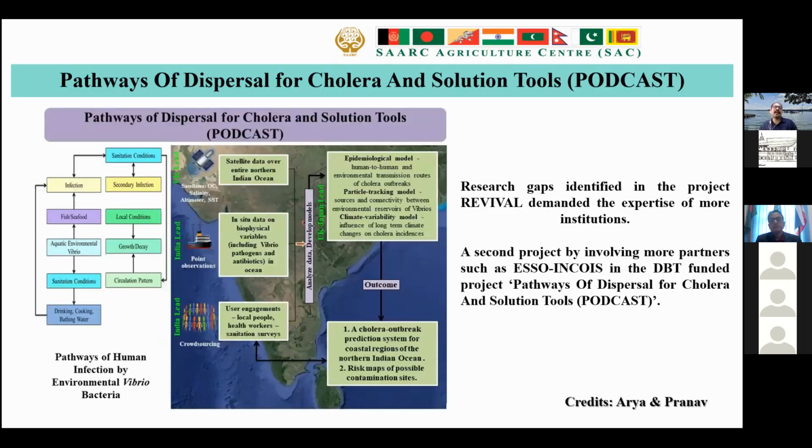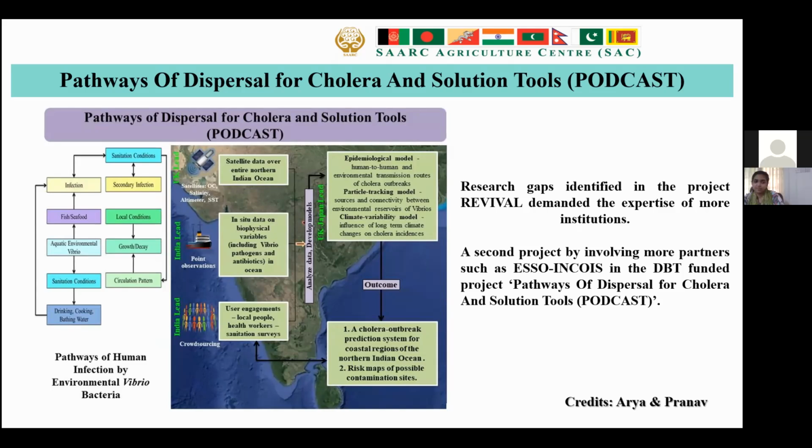Next thing is what I was telling about the lake system. We are not looking into the coastal area system, but it also has a lot of activities. So we wanted to disseminate this technology to the coastal areas also. We have developed another pathway of dispersal for cholera and solution tools, because the coastal areas are reservoirs of cholera also.